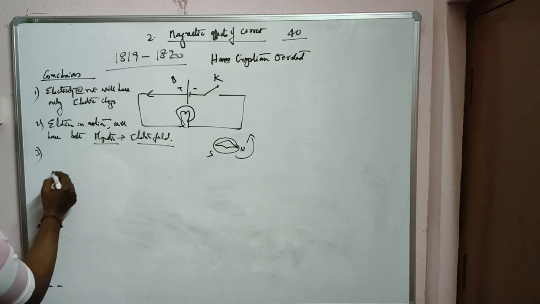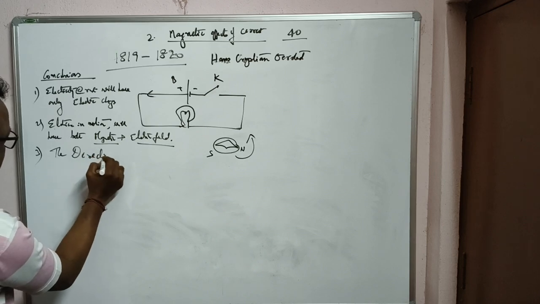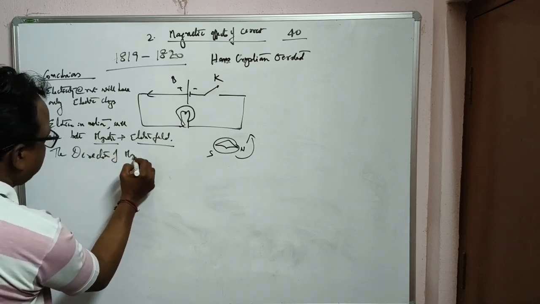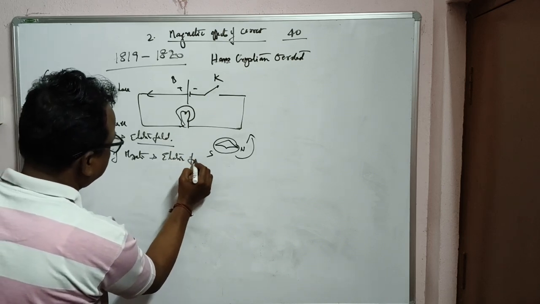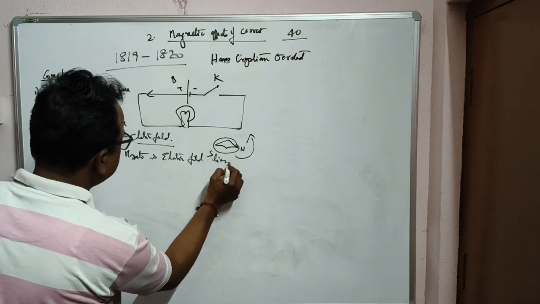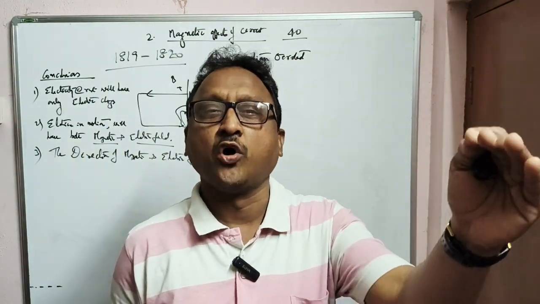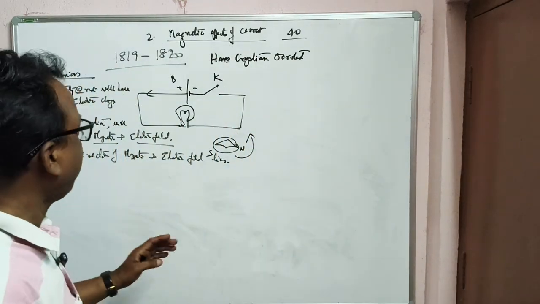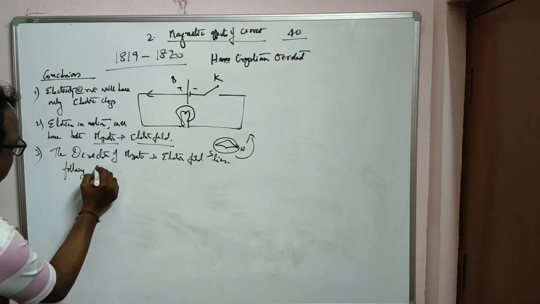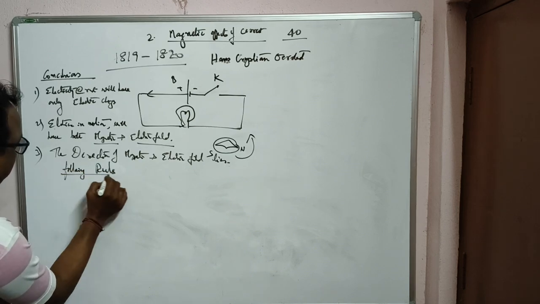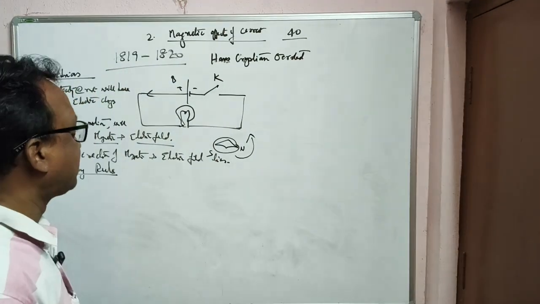And the third one is the directions of magnetic and electric fields, field lines in other words. The directions of the magnetic and electric fields are given by the following rules. Those rules we'll be discussing now. Clear, all of you? So these are the main things given by the scientist Ørsted.